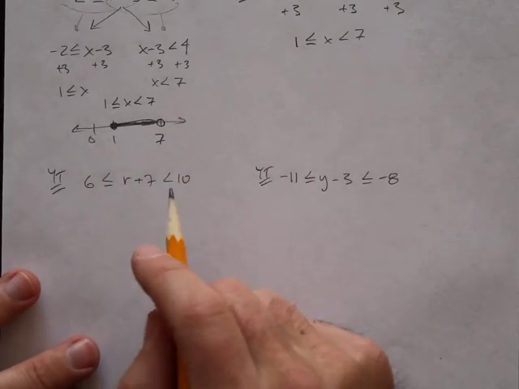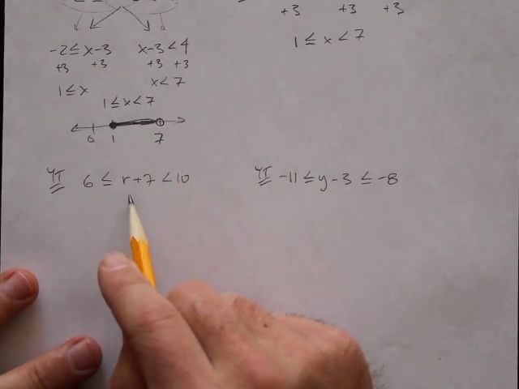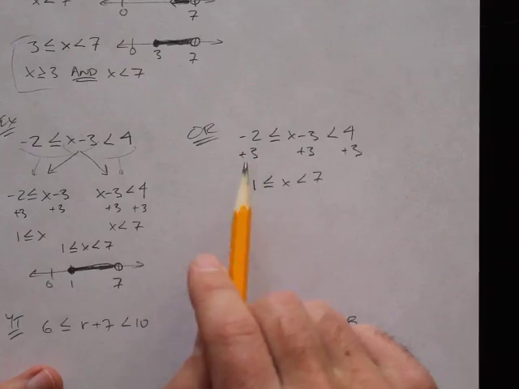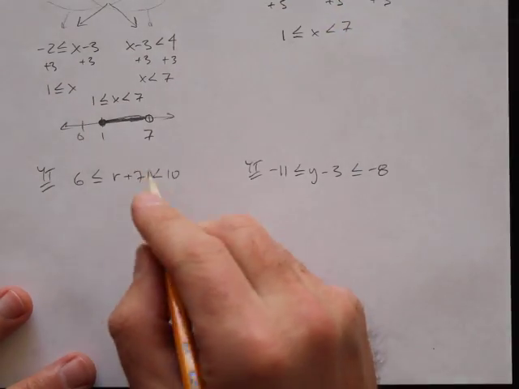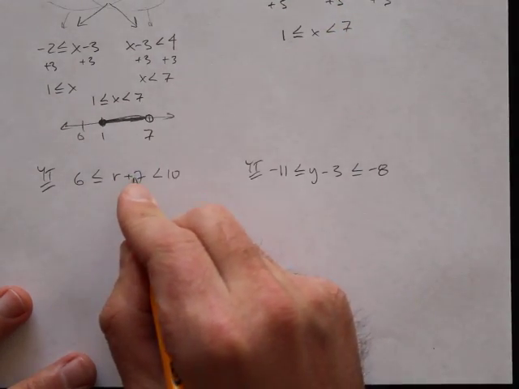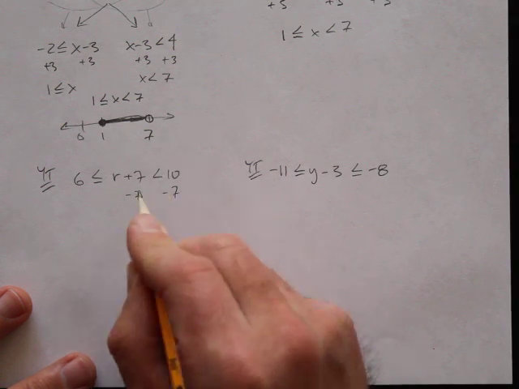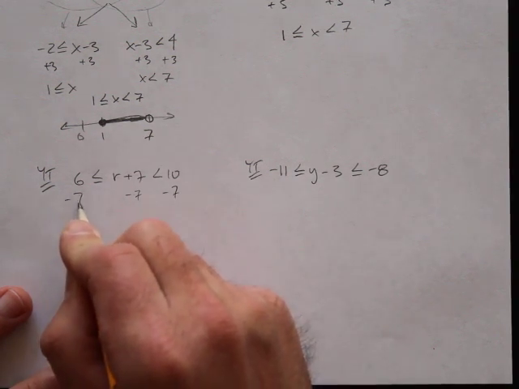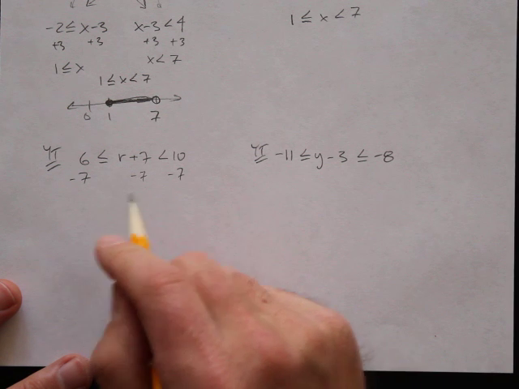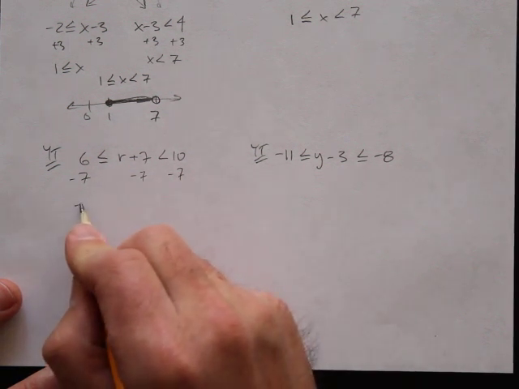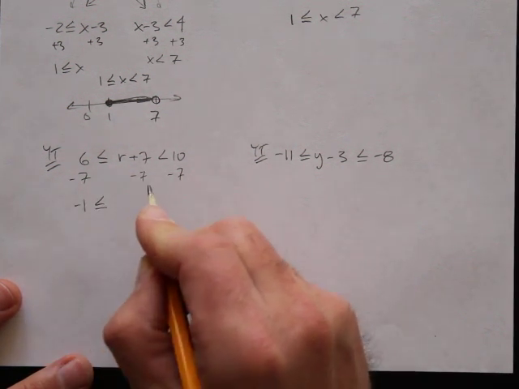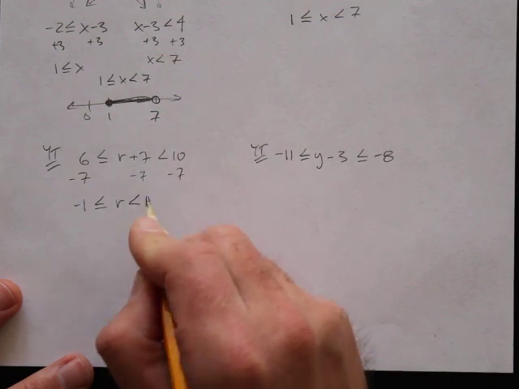Okay, I'm going to do this one here with this method. So I'm going to subtract 7 from this inside. So what I do to one expression, I have to do to all of the expressions. So I'm going to subtract 7 from everything. I've got negative 1 is less than or equal to r, which is less than 3.